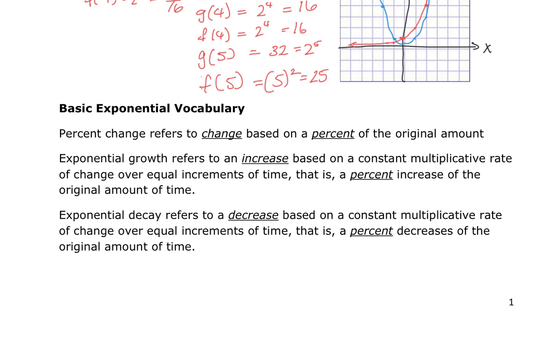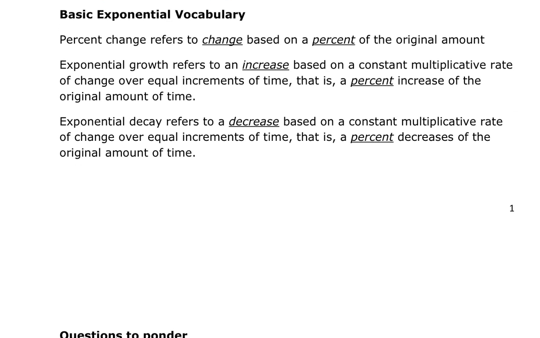Exponential decay refers to a decrease. So when we say exponential decay, we are decreasing at a constant multiplicative rate of change over equal increments of time. That is a percent decrease of the original amount. And you're like, what exactly does that mean? Well, here's the thing. Let's let A be the initial amount.